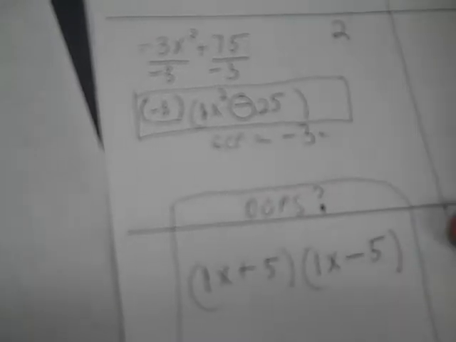Is 25 on the list? Yeah, it's 5 times 5, so I put 5 and 5, okay? This has turned into these two parentheses.